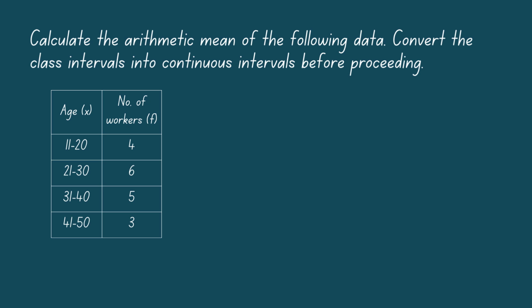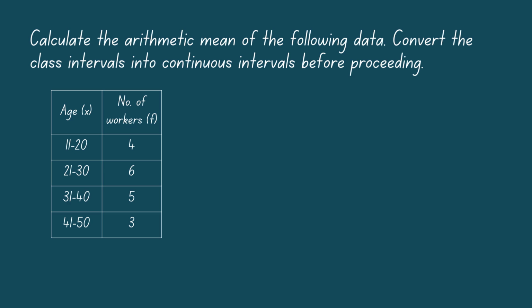Do you notice anything? There are gaps between the classes. The first class ends at 20 and the second class starts at 21. So a value like 20.5, where would it fall? It falls between the classes. It doesn't belong to any class, right? So that's why these are called discontinuous or discrete class intervals.